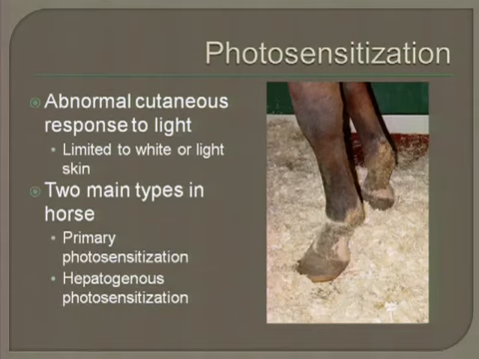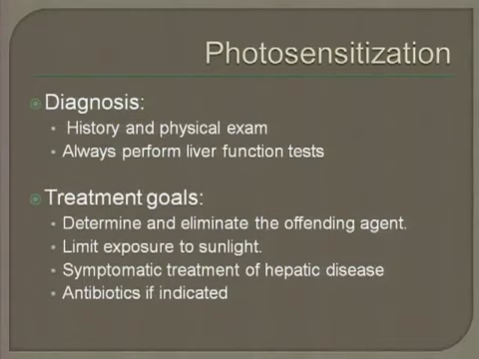Here we can see an example of a horse that has photosensitization. You can see crusting, painful ulcers of the distal limbs. It's easy to see in this case that it's limited to the light-colored areas, but other differential diagnoses would be the different causes of pastern dermatitis, like Chorioptes, dermatophilosis, dermatophytosis. So diagnosis: history, physical exam, and you should always perform liver function tests because you want to make sure that there is not hepatic impairment.